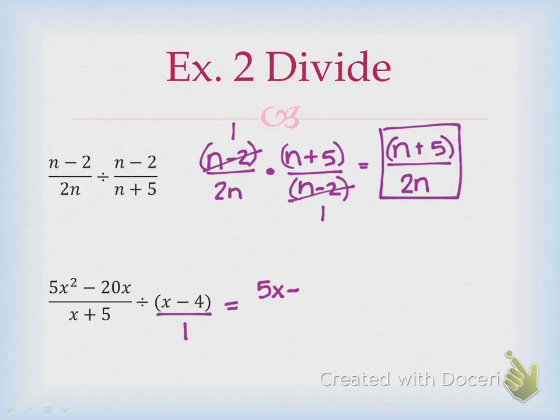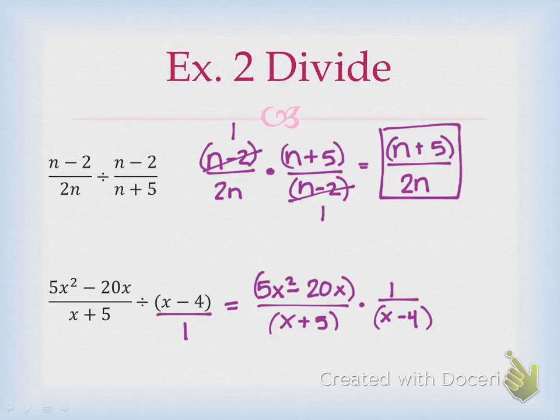We have 5x squared minus 20x over x plus 5 times, my new fraction is going to be 1 over x minus 4. All right, let's go through and mark off or put parentheses around what's off limits. What is off limits? 5x squared minus 20x, x plus 5, and x minus 4. Now, look at all your parentheses. You always want to do this and ask yourself, is there a greatest common factor that can be taken out, or can I factor it?